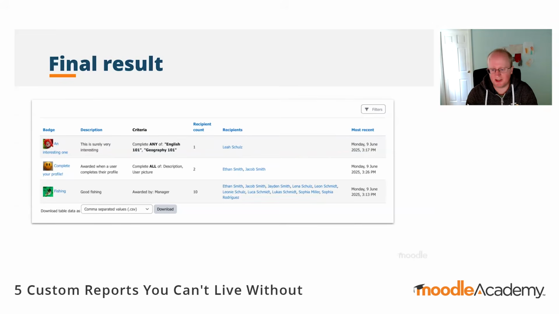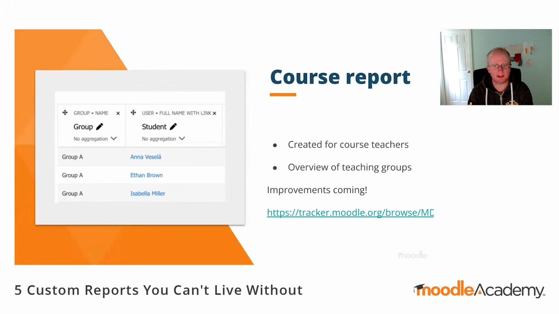It's a very straightforward example, but it does demonstrate how we can take influence from existing reports and make them our own. And this might be just for me, or like I said, I might share this with other users so that they can access it as well. And this is our badges report. What do we have next?